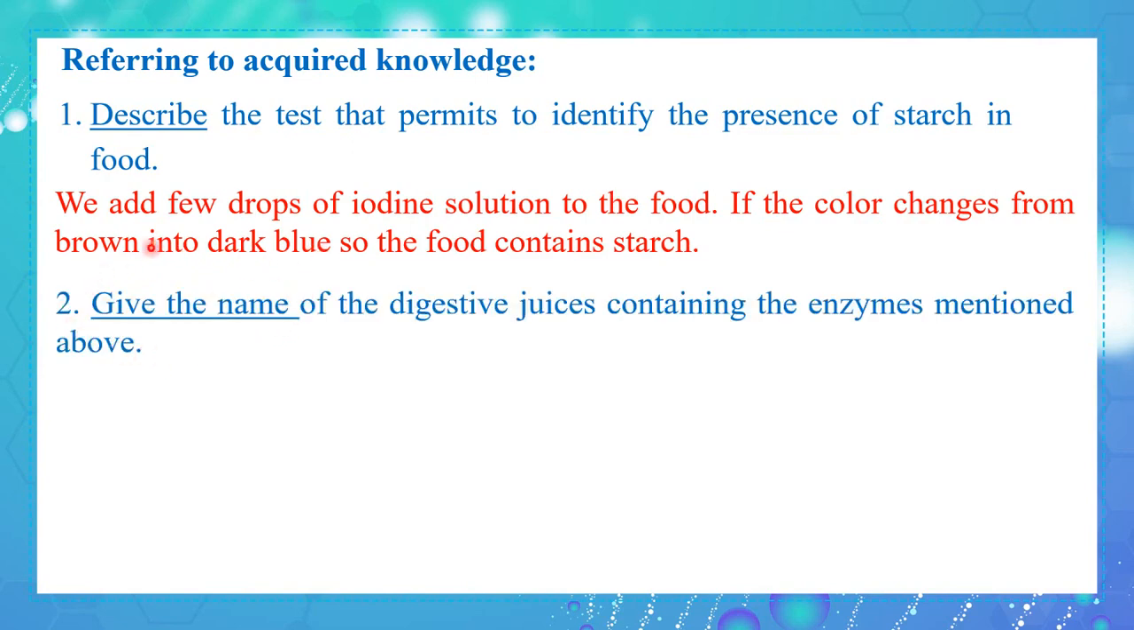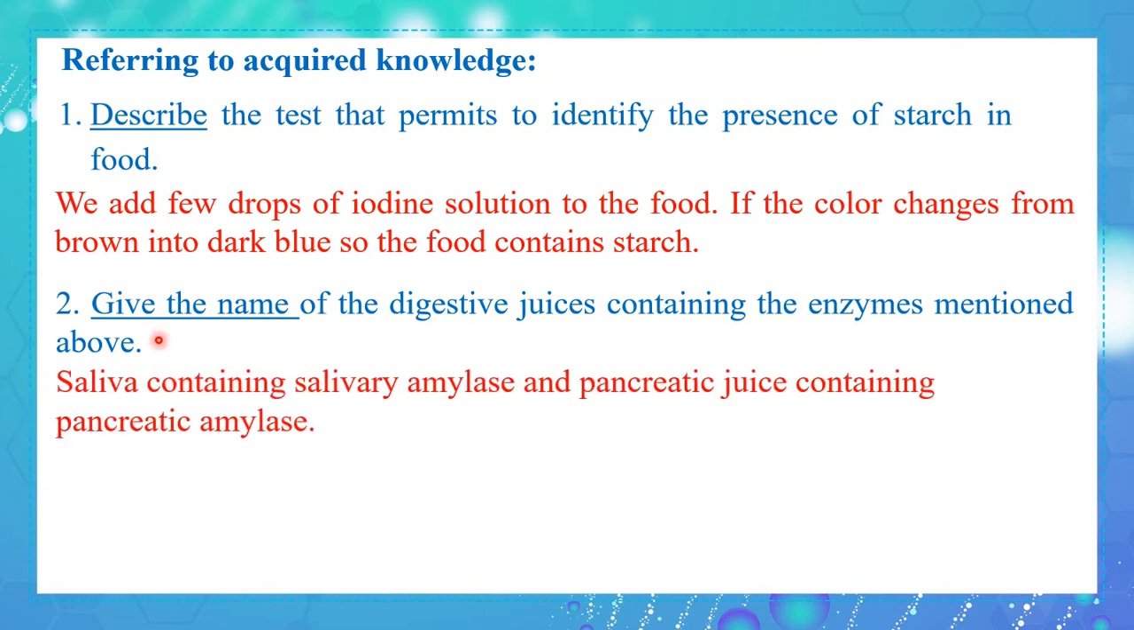Give the name of the digestive juices containing the enzymes mentioned above. The digestive juices are the juices in our body which contain the enzymes. So salivary amylase is present in the saliva. So the saliva is the digestive juice which contains salivary amylase, and the pancreatic juice secreted by the pancreas contains the pancreatic amylase.